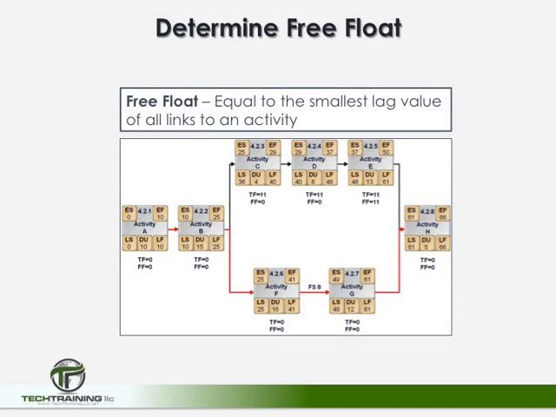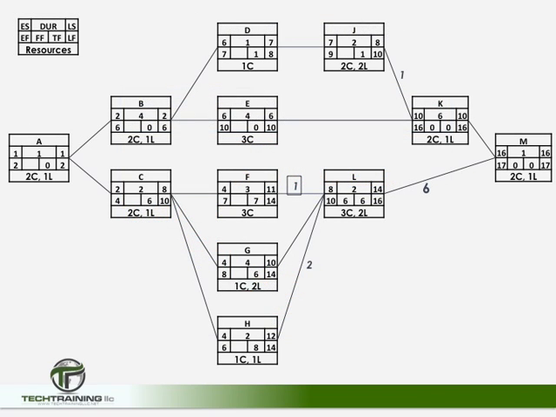Now, free float is determined by being equal to the smallest lag value of all the links which are going back to that specific activity. As an example, the free float of activity L would be 6, while the free float of activity K would be 0. And when we complete all of our free float times, our completed schedule should look like this.